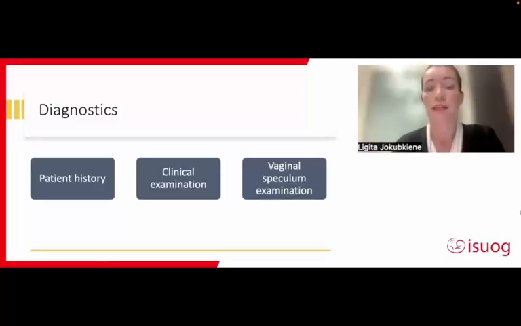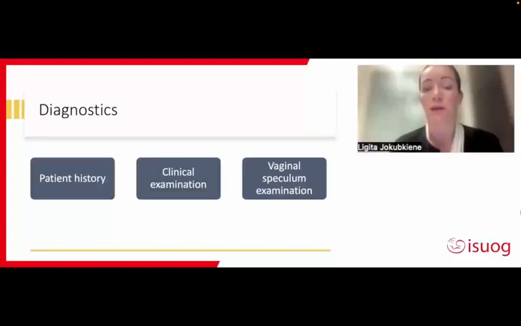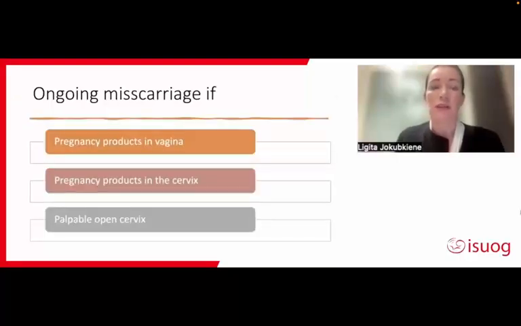So first, what we do is a clinical examination. During clinical examination, we might find pregnancy tissues in the vagina. We might see the open cervix. We might see heavy bleeding without visible pregnancy tissues. But it is important in clinical examination to assess what is going on with the patient and at which stage of the early pregnancy the patient is. And of course, ultrasound plays a very important role in this.